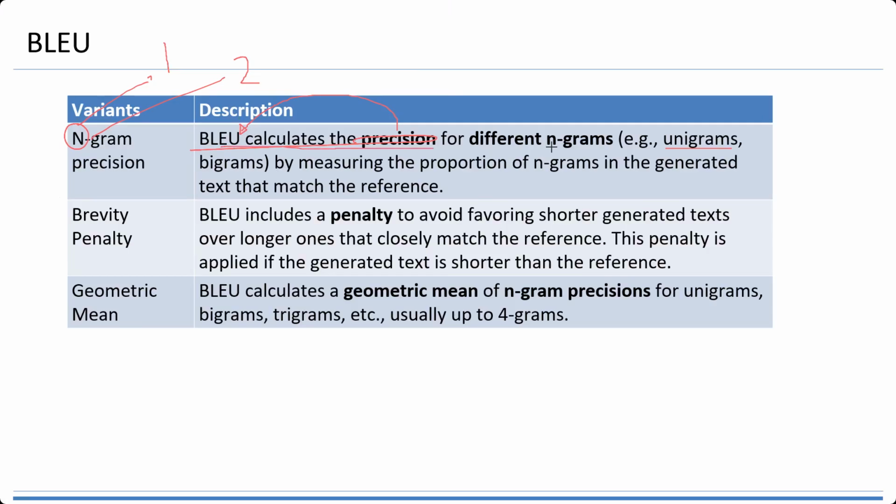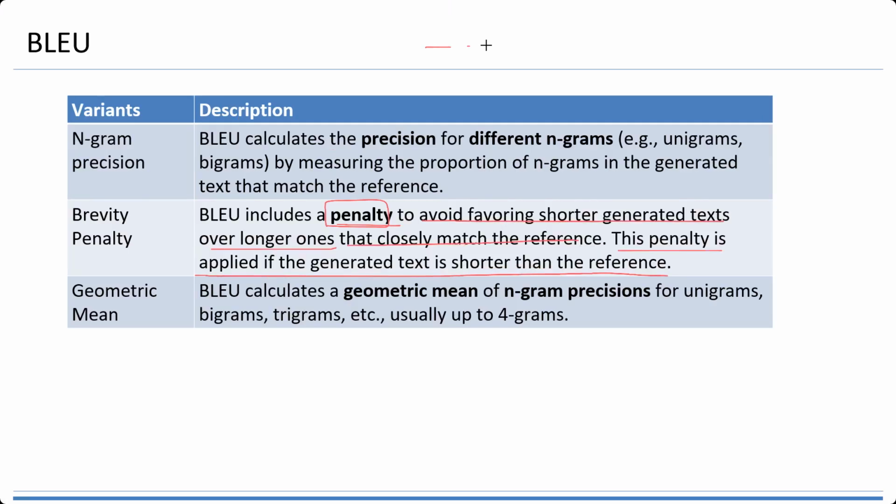So the BLEU calculates the precision of different n-grams by measuring the proportion of n-grams in the generated text that match the reference. So we use the precision. There is another kind of variant, which we call the brevity penalty. It includes a penalty to avoid favoring shorter generated text over longer ones that closely match the reference. This penalty is applied if the generated text is shorter than the reference.